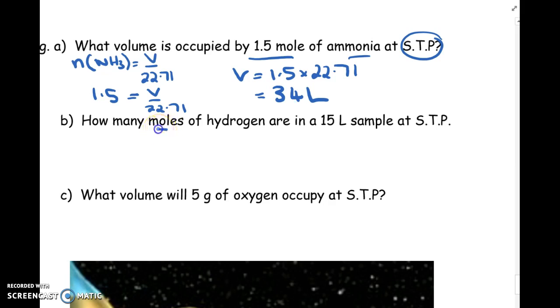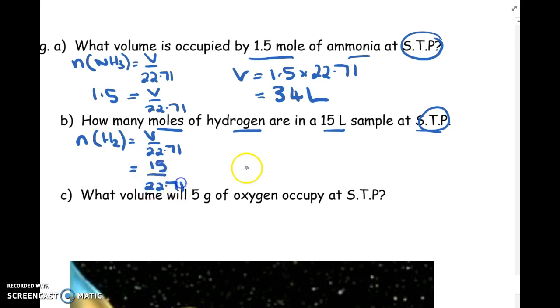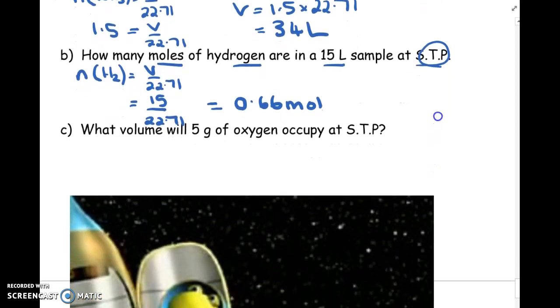It says, how many moles of hydrogen are in 15 litres at STP? So using the formula, the number of moles of hydrogen is equal to V over 22.71. The number of moles we don't know, but we know the volume is 15, over 22.71, and this equals 0.66 moles to two significant figures. Let's try our third example.